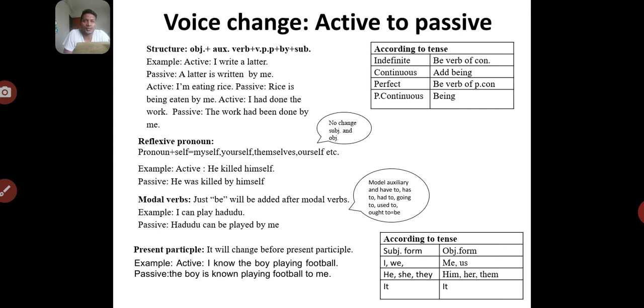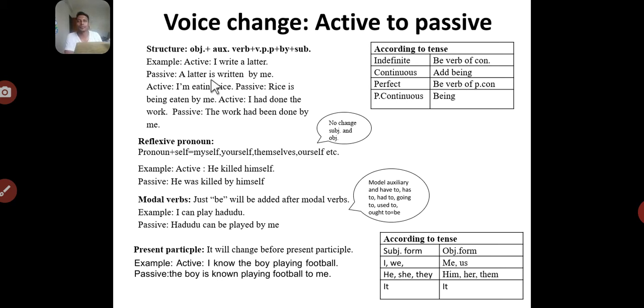To change active to passive voice, we have to follow a structure that is very important for us. The structure is object plus auxiliary verb plus verb, pp plus by plus subject. Here pp means past participle form of verb. So come to the main point. Our work is to change active to passive or passive to active.